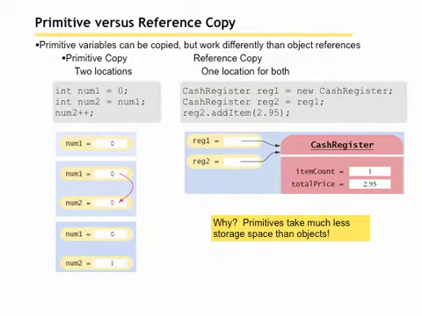So if we want to perform a primitive copy, such as looking at primitive values like int num1 = 0, int num2 = num1, what happens is it makes a copy of the value in num1 and puts it in num2. They are not linked. So if we increment num2, we are only incrementing num2. We are not also incrementing num1.